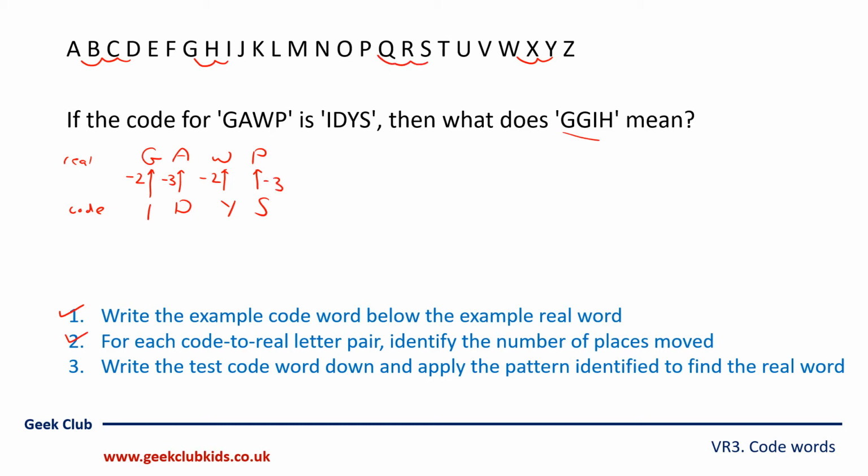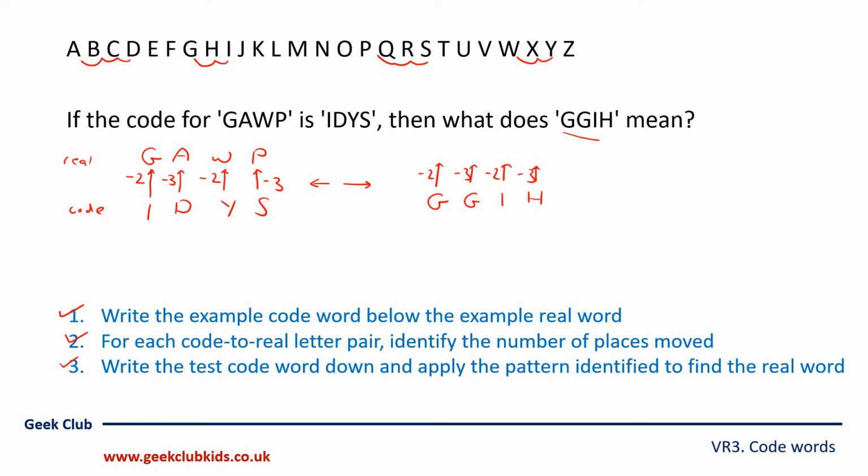So now I've identified the pattern. I'm going to apply that pattern to the code word. So this time I'm going to write the code word at the bottom, so it's in line with the other code word. GGIH. And this time I'm going to draw arrows up to show that I'm going from a code word to a real word, and I'll apply the same pattern, which is -2, -3, -2, -3.